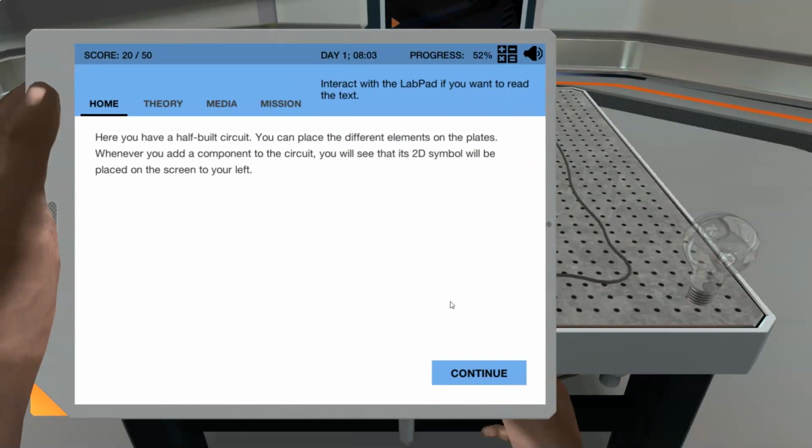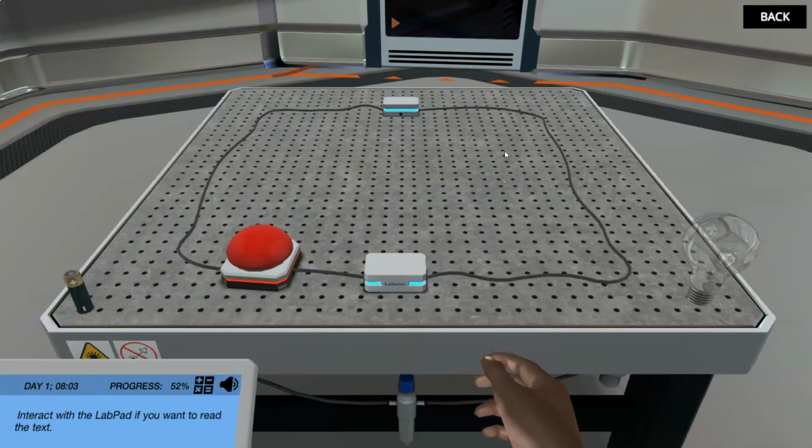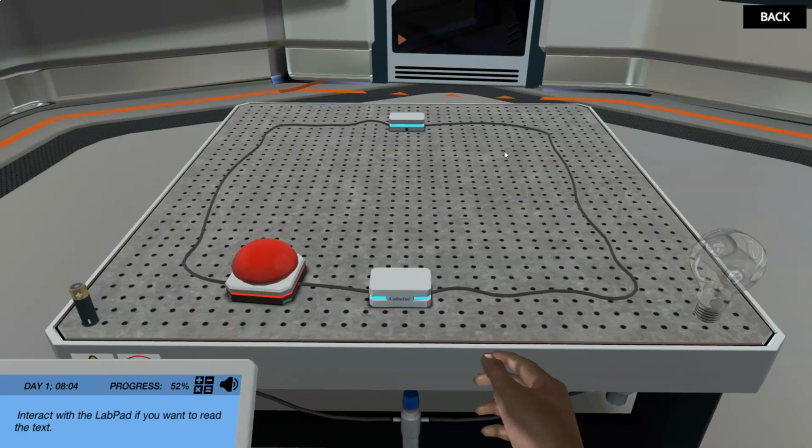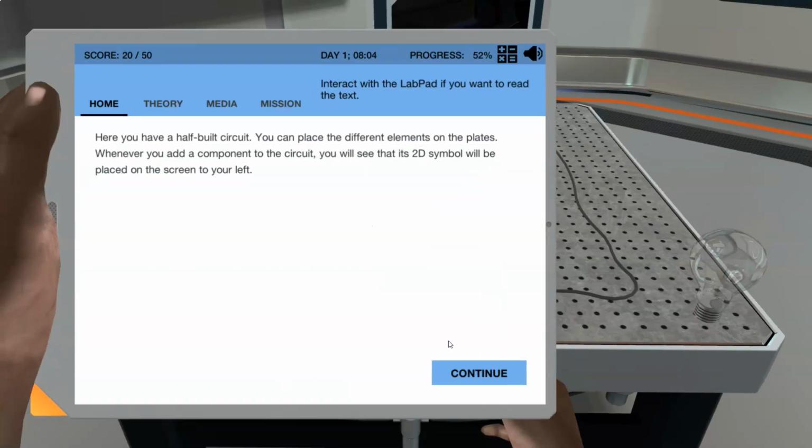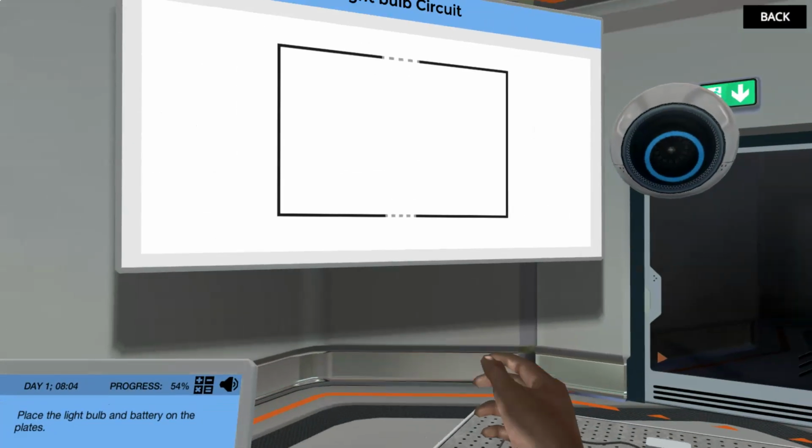Here you have a half-built circuit. You can place the different elements on the plates. Whenever you add a component to the circuit, you will see that its 2D symbol will be placed on the screen to your left. Place the light bulb and battery on the plates.